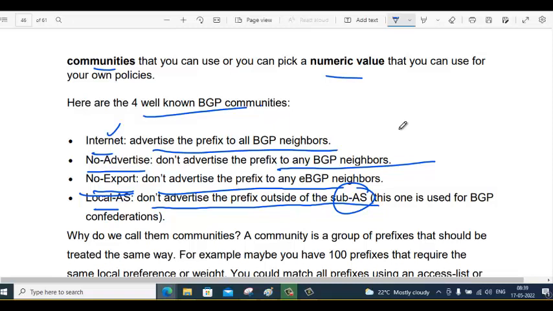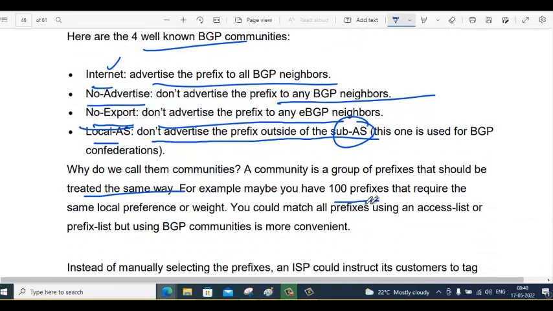Why do we call them community? A community is a group of prefixes that should be treated the same way. I told you, flowers, all green flowers. A group of networks that you want to give a common service. For example, maybe you have 100 prefixes that require the same local preference, or 100 prefixes that need to go via an MPLS tunnel. So you use local preference or weight for those 100 prefixes.